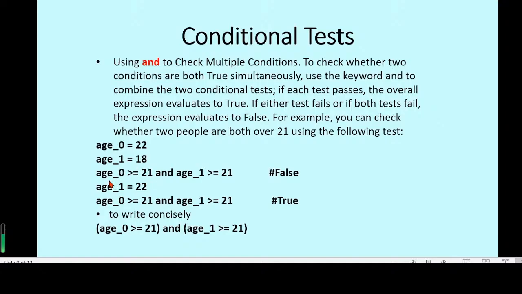We can test if this age is larger than or equal to 21 and this one is also older than 21. The result will be false because one is not larger than or equal to 21. But if we change the second one to 22, then we test again, then it will be true because both are older than 21. To write concisely, you can also add parentheses here, so it will be more clear.